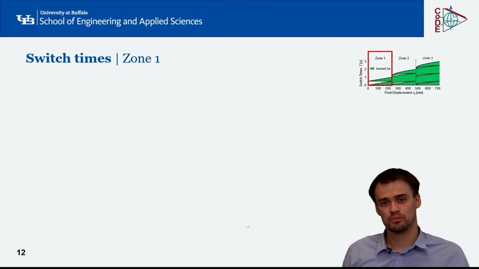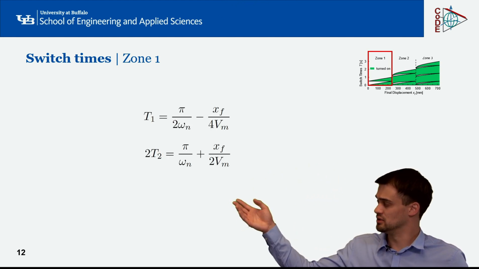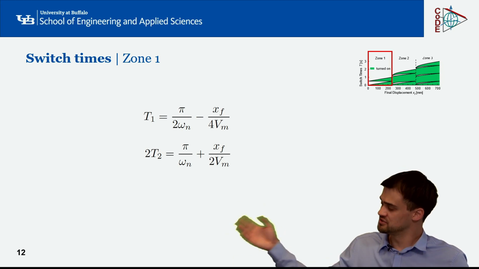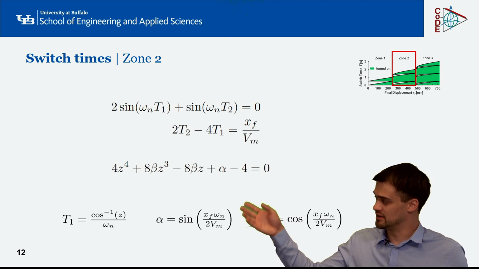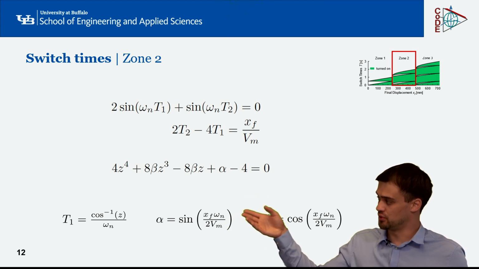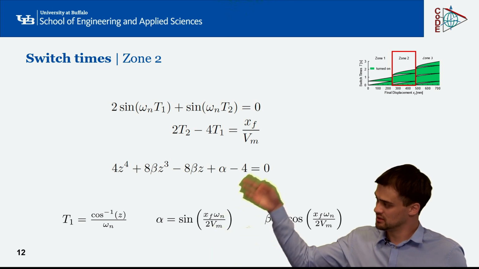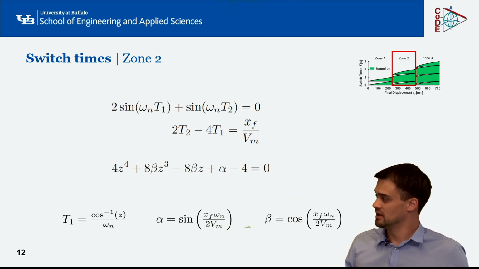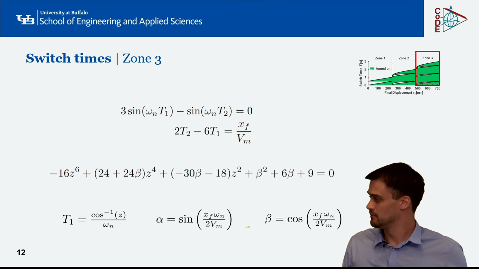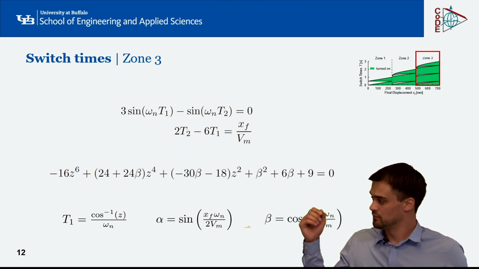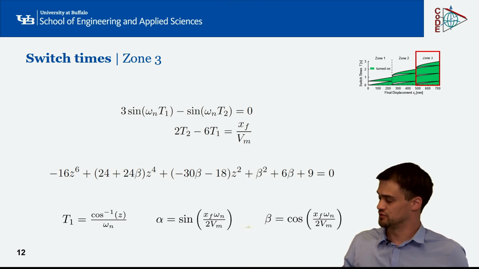So now assume we move with the final position in zone 1, and the equations look as follows, which are pretty simple to solve for. Assume we are moving now to zone 2, we end up with the following polynomial, which is of fourth order. Solving for z will solve for t1, and from t1 we can then calculate t2. Alpha and beta are given values as follows. Moving for instance to zone 3, we end up with a sixth order polynomial, where we solve in the same manner as we solved in zone 2.